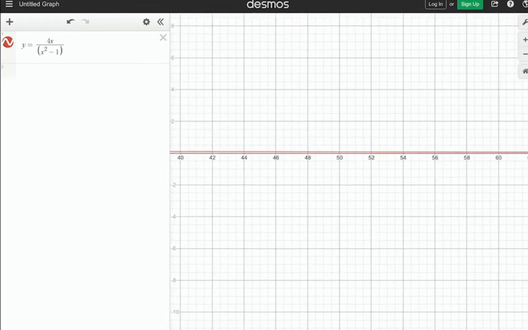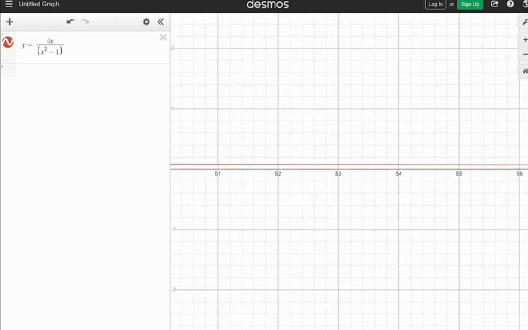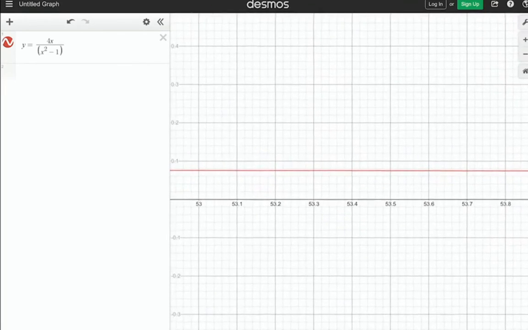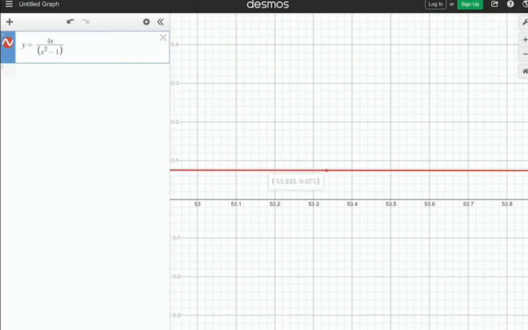And you can just drag your way out there. It just keeps getting closer and closer, and you could zoom in and see just how close it's getting. Now, I'm not doing this on a computer, this is on a tablet, but I am able to use my pen and just touch the curve, and it's showing me coordinates 53, 0.0751. So just slightly above the x-axis.